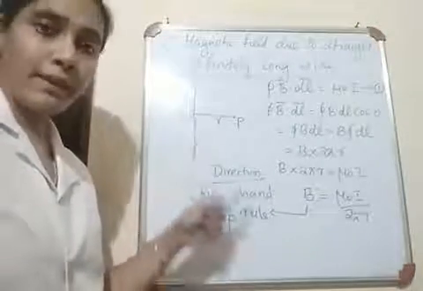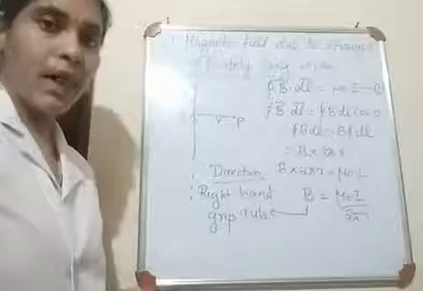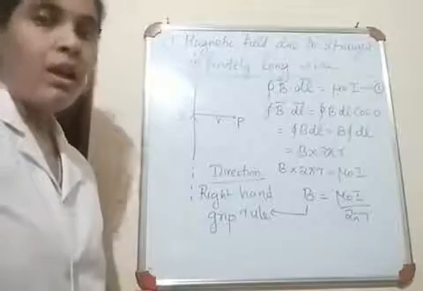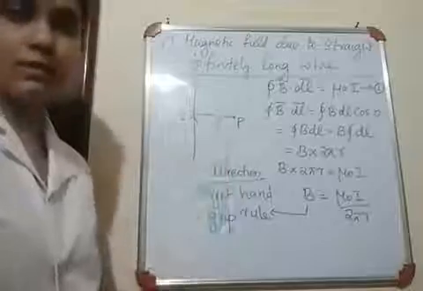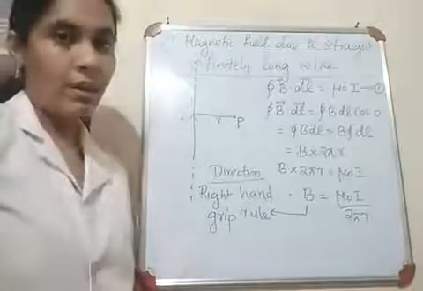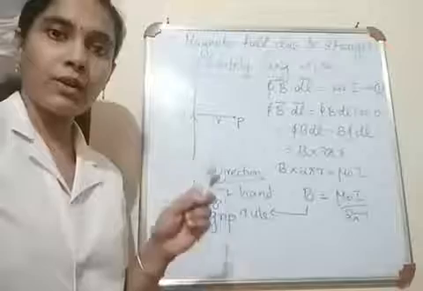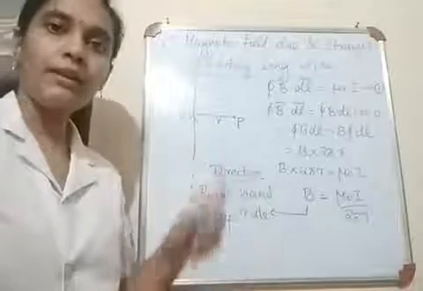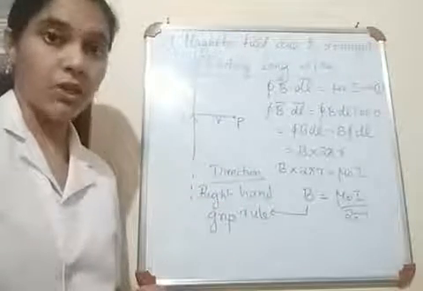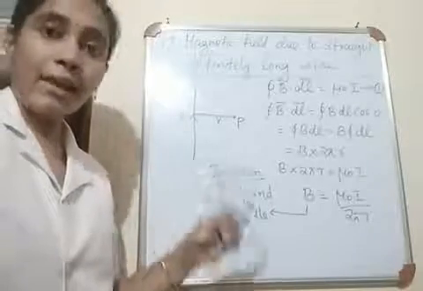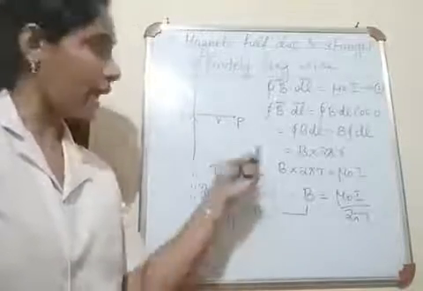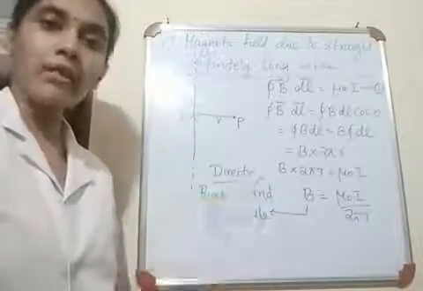In order to find out the magnetic field at the point P, consider a closed path enclosing this point P, because if we consider a closed path, then only we can apply our Ampere's circuital law. So that's why we are considering a closed path, and that closed path should enclose this point P.